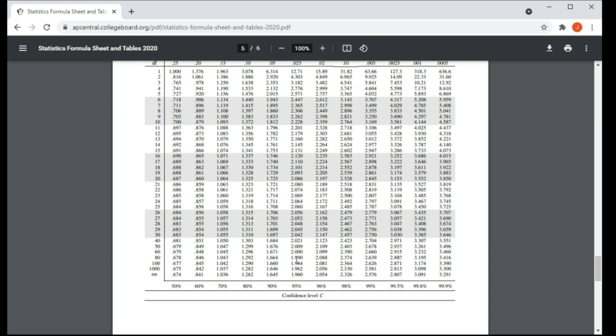Okay, that just makes things a lot easier for those multiple choice questions. You don't have to remember how to go in and do inverse norm, inverse t, and do that type of thing. You can just look at the formula sheet.